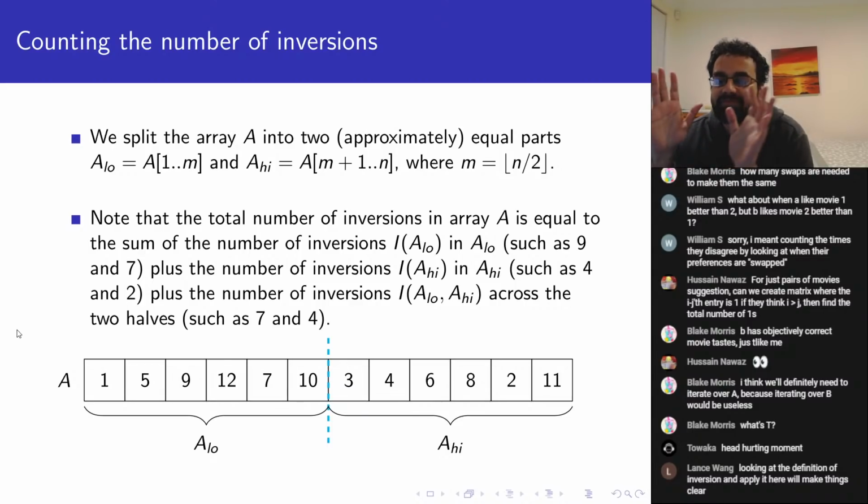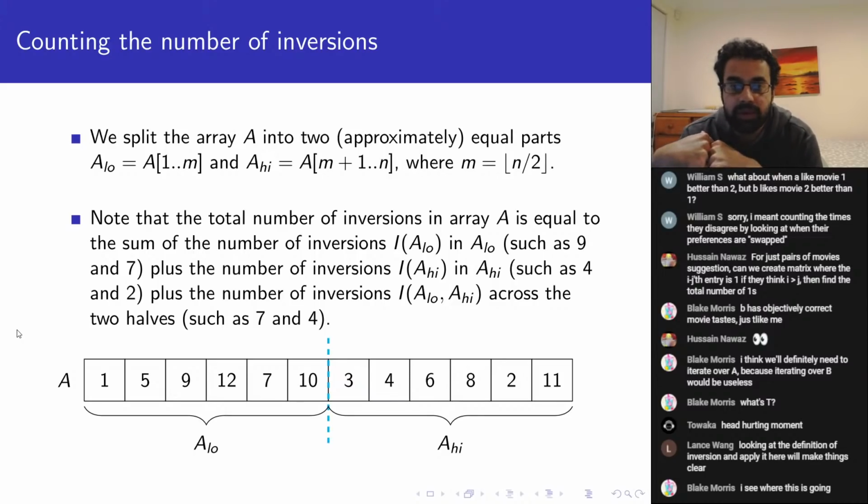So let me just describe the problem in more stripped back terms. I have an array A. I want to count the number of pairs of indices I and j so that I is less than j, I is the earlier index, but A of I is the greater value.